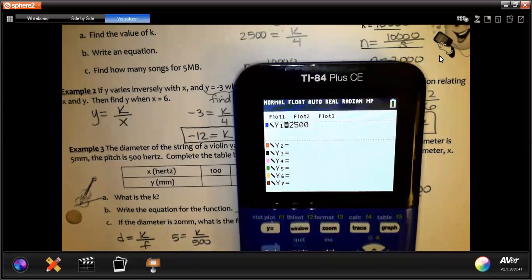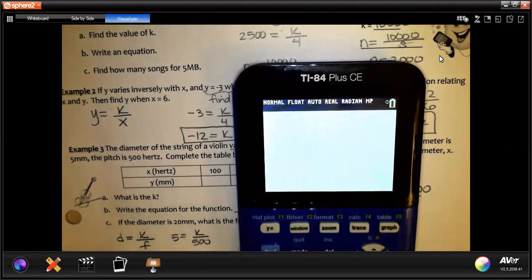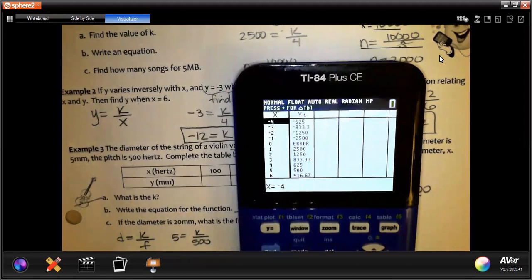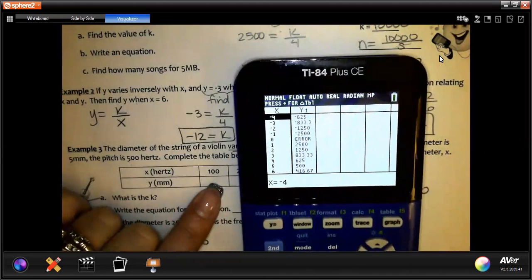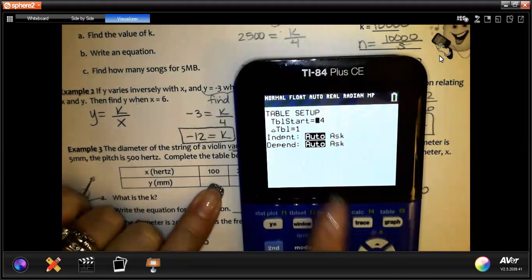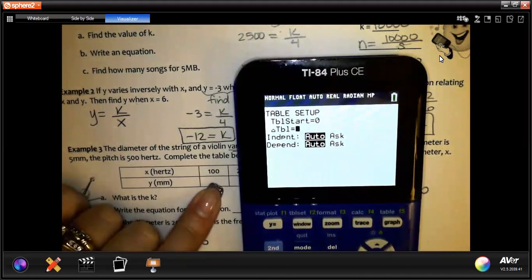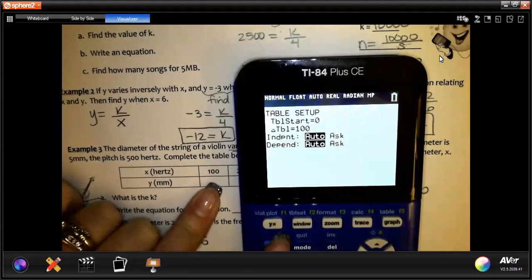We get 2,500 divided by X. That's our equation. Now we can go to our table here. Now the calculator is set up to go by ones, but in this case, our table is going by hundreds, so we want to go up a little bit faster. So I'm going to hit second window, and it tells you where to start the table. So I'll go ahead and start it at 0, and then I want to go up by 100 instead of 1. So that's just a quick little calculator tip to use for a table.